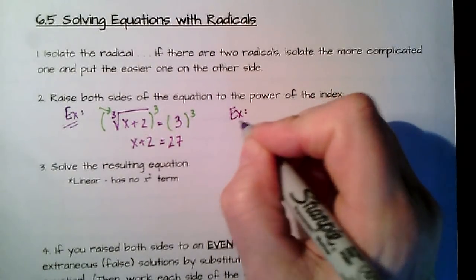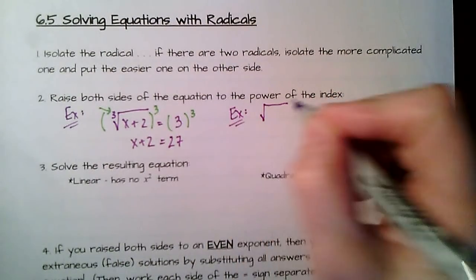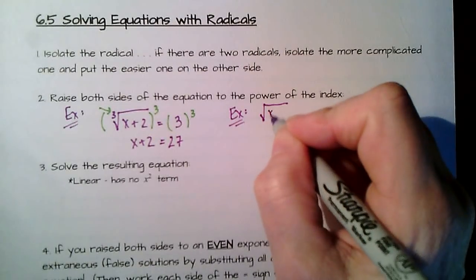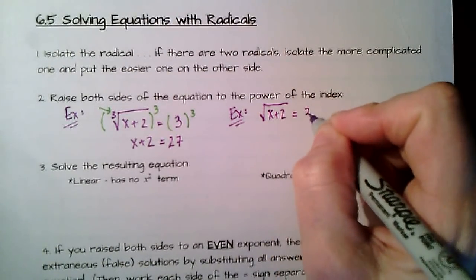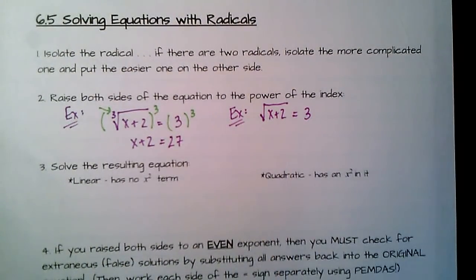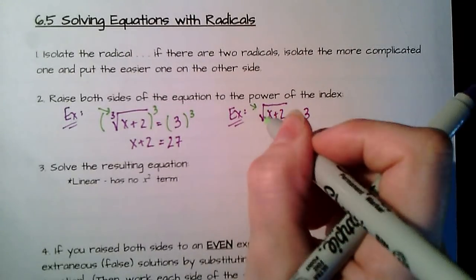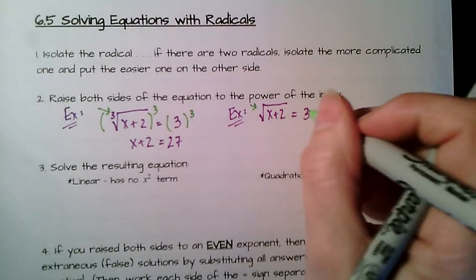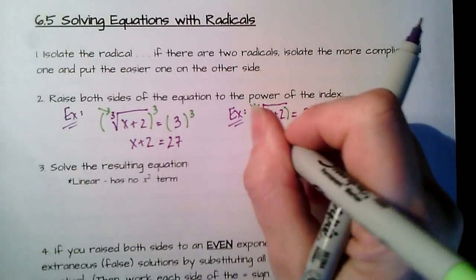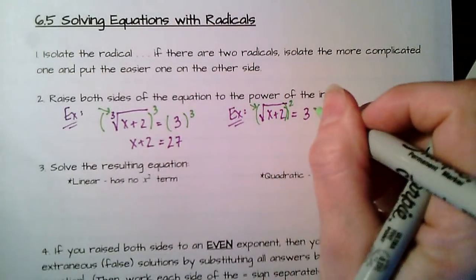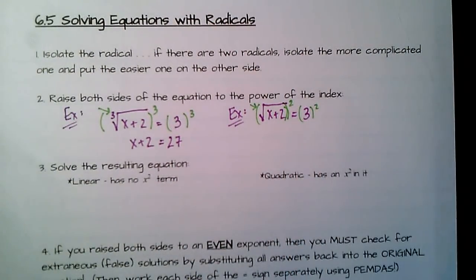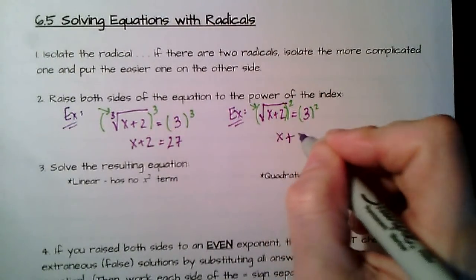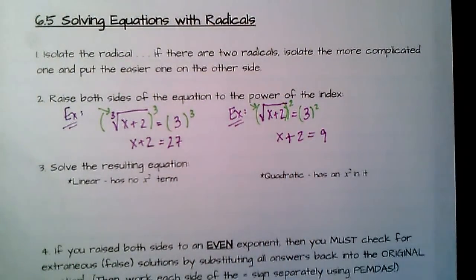Similarly, if we had the square root of x plus 2 equals 3, then what we would do is identify the index. The index here is a 2 because it's a square root and we don't write the index of 2. So we will square both sides and we would get x plus 2 equals 9.